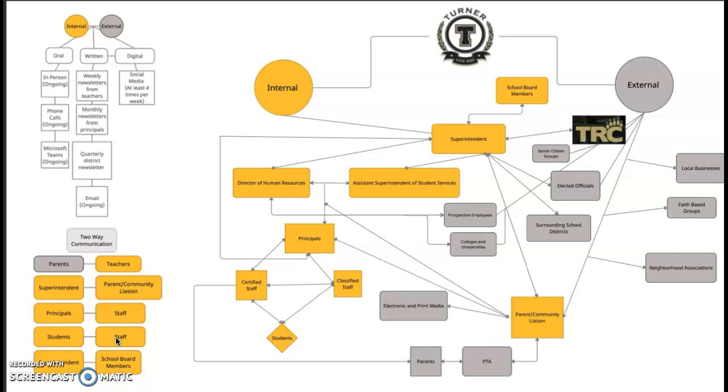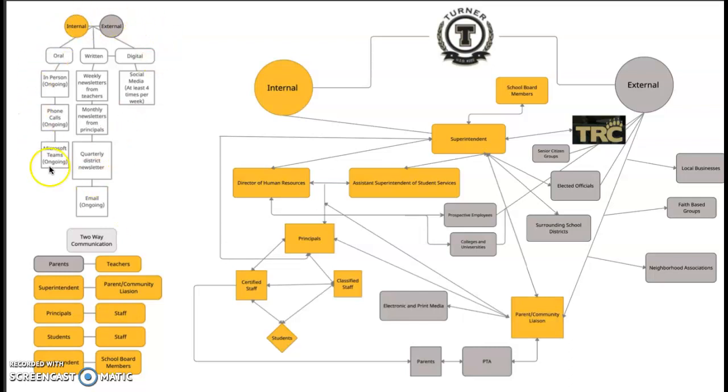And we know that good relationships between students and staff lead to higher student achievement. So they need to be in constant two-way communication with the staff as well. And then the superintendent is constantly in touch with our school board members, as they are very vital to our district, and he communicates what's going on in the district to them.